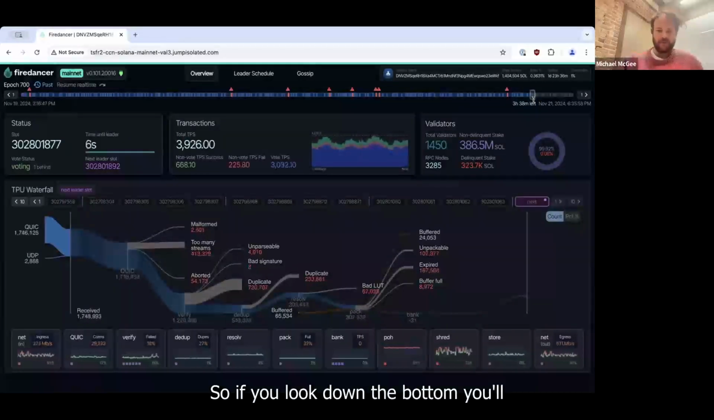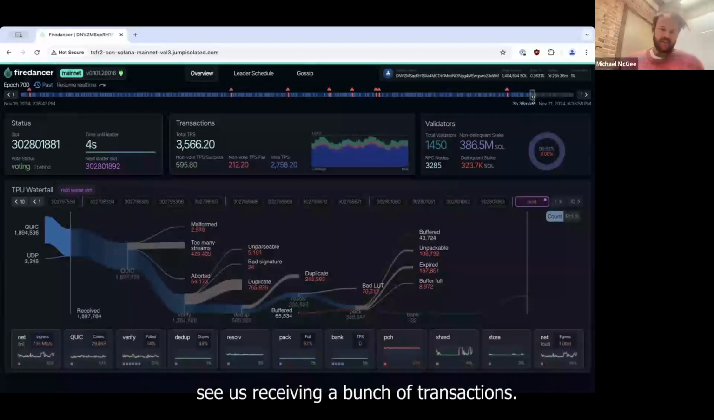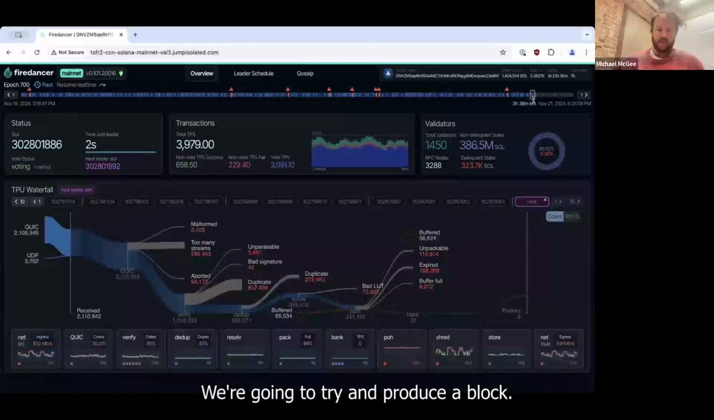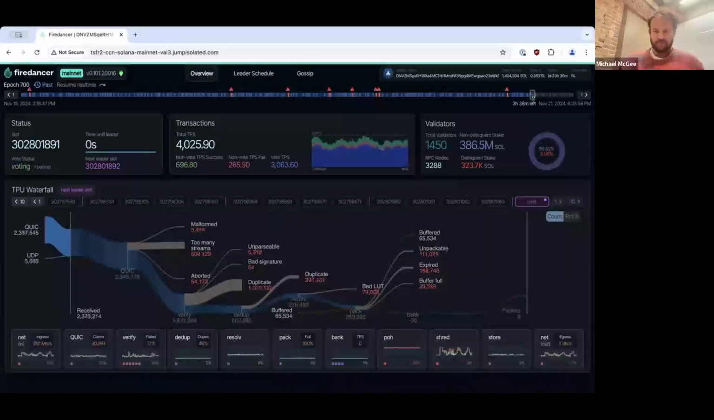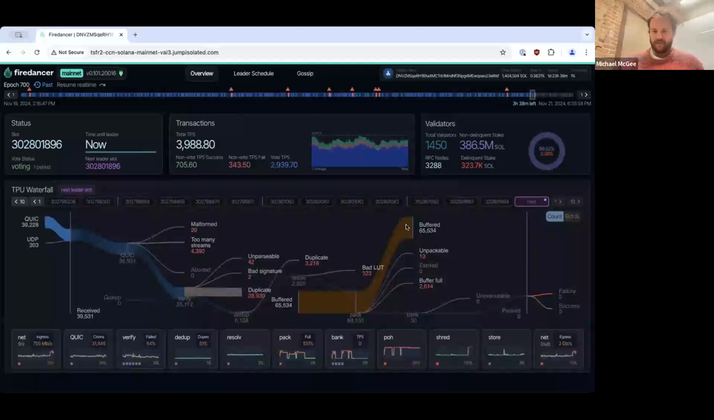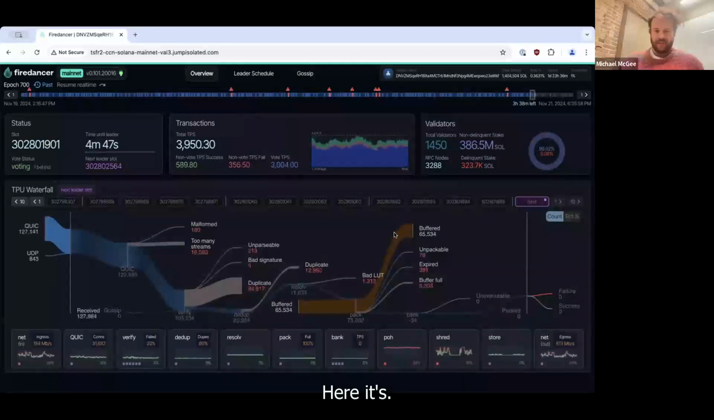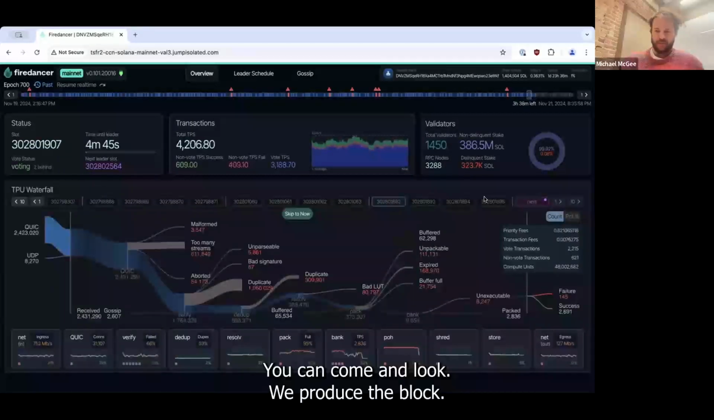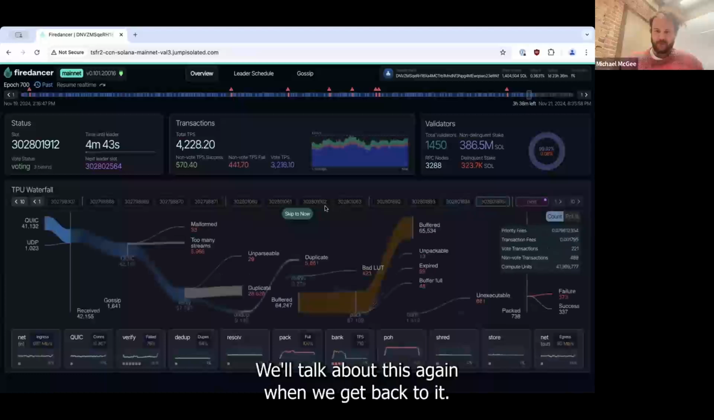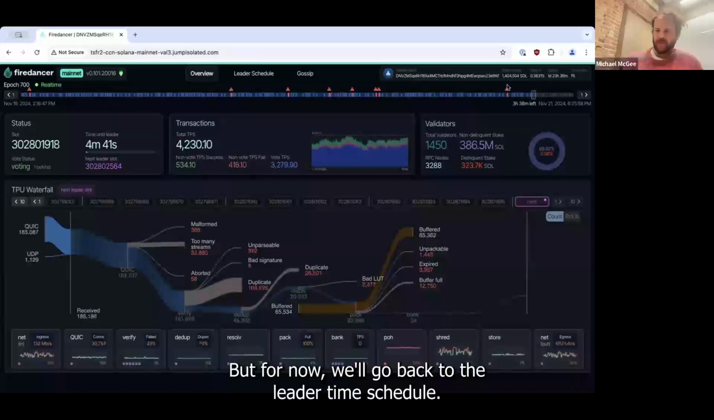So if you look down the bottom, you'll see us receiving a bunch of transactions. We're going to try and produce a block. And here it's done its job properly. You can come and look, we produced a block. We'll talk about this again when we get back to it. But for now, we'll go back to the leader schedule.